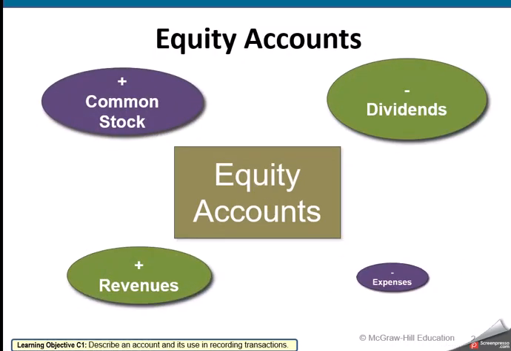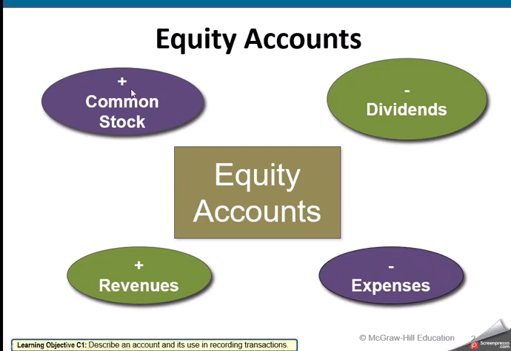Our equity accounts are our common stock, which is the easiest one to get your mind around. When the company sells shares of common stock out to the stockholders, they receive cash and they issue common stock, which is an equity. At the end of the year, if they have net income and they choose to, they can pay out dividends. So that's going to reduce the equity because it's going to reduce the income that was kept in the company, and they're paying it out to the stockholders in the form of a dividend.